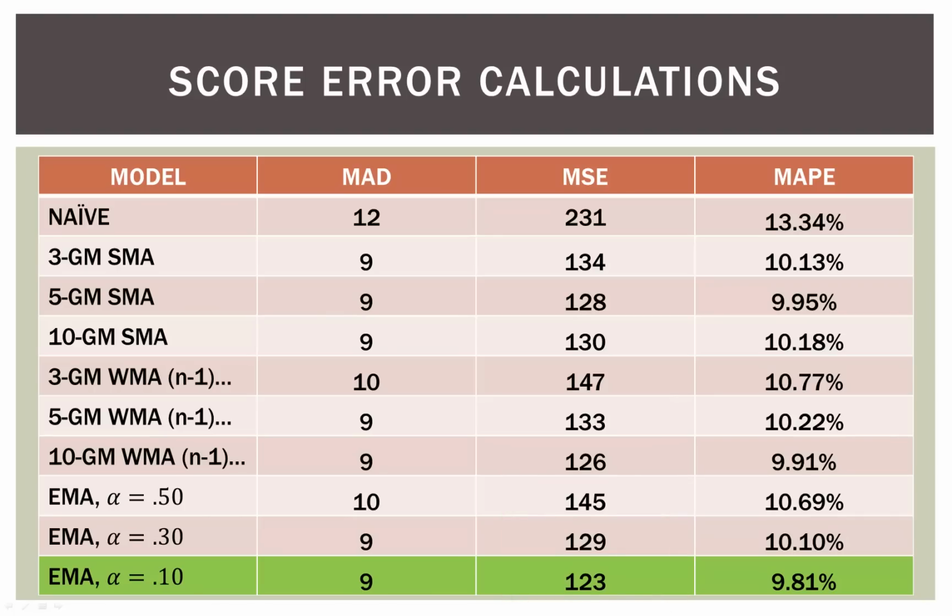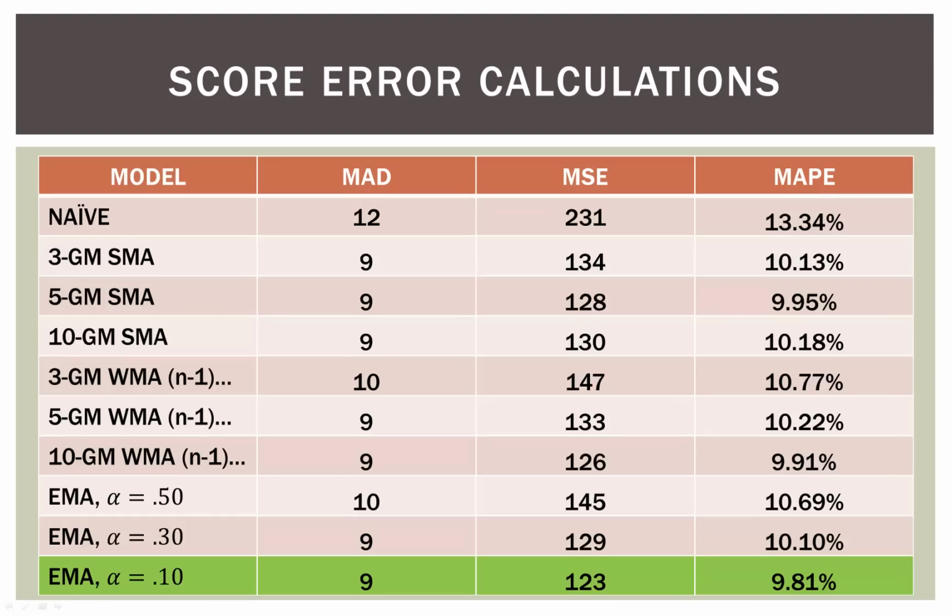Now a few things to note. Overall, the 123 MSE is the lowest by far. So we have the 123 at the EMA of alpha of 0.1. We have an EMA of 129 at alpha of 0.3. And in our chart here, in our column, those are both pretty low. Only the 10-game weighted moving average and the 5-game simple moving average are lower. So you can begin to see that this EMA model tends to be better than the other ones. Not by a whole lot, but it tends to be better.